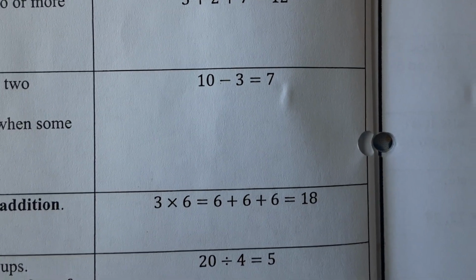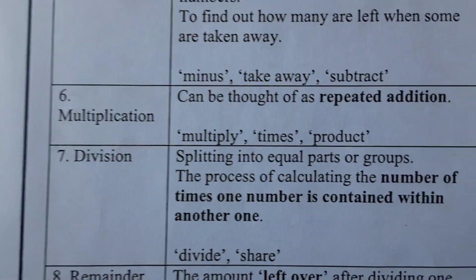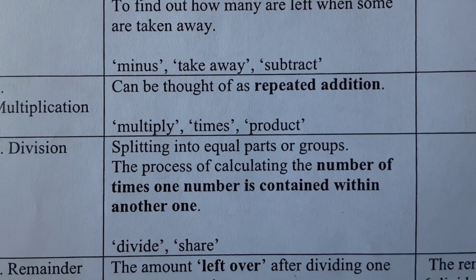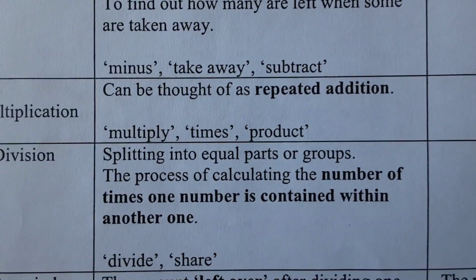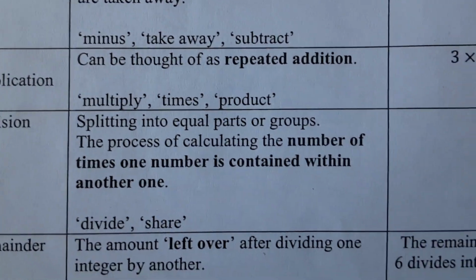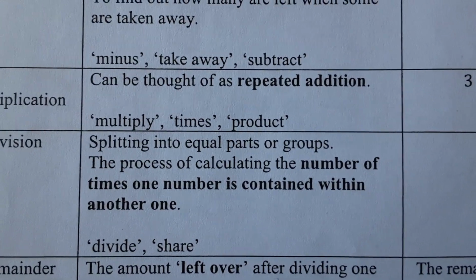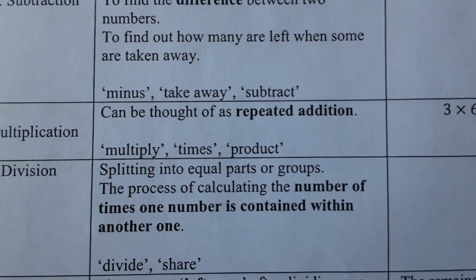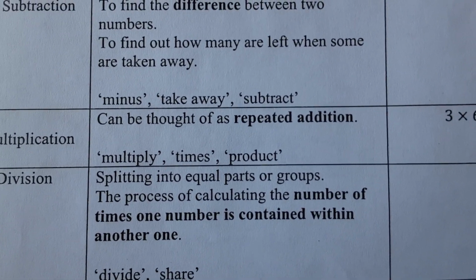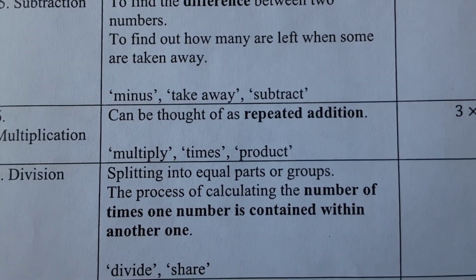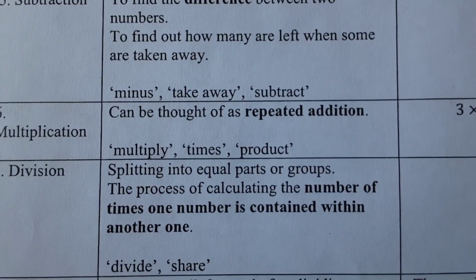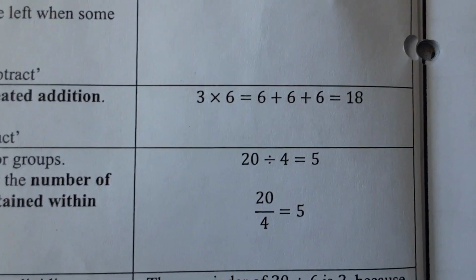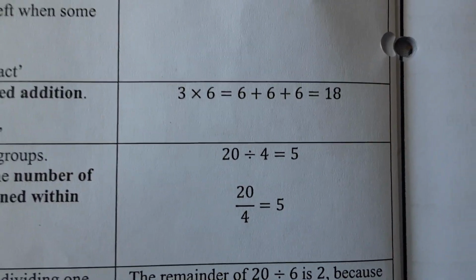Very simple again. Now number 6, multiplication. This can be thought of as repeated addition, when you repeat addition, okay? So in other words, multiply, times, or product. Product is another word you can use for multiply. It might be a bit more advanced and you might not have come across it, but if you are in secondary school, you should have come across it, okay? So we've got 3 times 6, which also equals 6 add 6 add 6, which equals 18, okay?